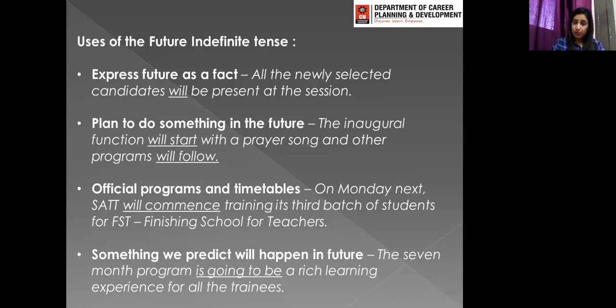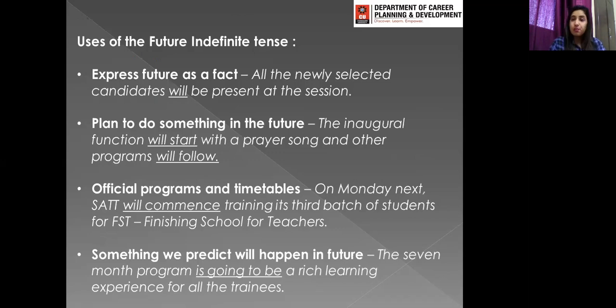Next is official programs and timetables. So again, it is kind of scheduling. It is kind of planning that takes place before the event or the program happens, or before the classes start. So the timetables are planned and proposed well enough in advance. So everything is talked about in the future, future events that are going to happen. Okay, the sentence is: On Monday next we will commence training its third batch. So this is something that is going to happen in the future.